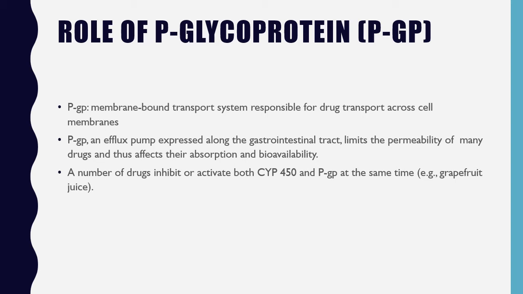So the role of P-glycoprotein, or PGP, for our pharmacology colleagues who certainly know more about this than we will, is that it's a membrane-bound ATP-dependent transport system. And what's important is there's a number of drugs that inhibit or activate both CYP450 and P-GP at the same time. So something classically like grapefruit juice, we know can both inhibit and activate these systems.